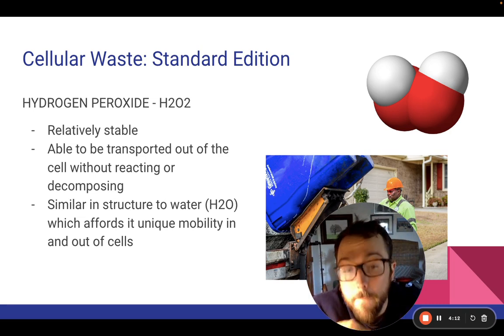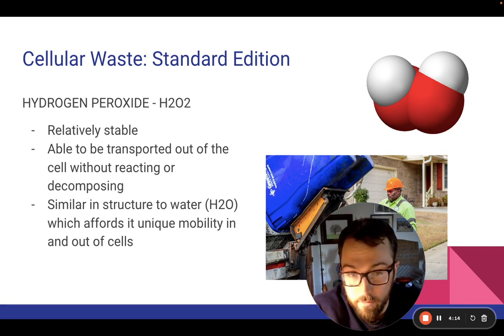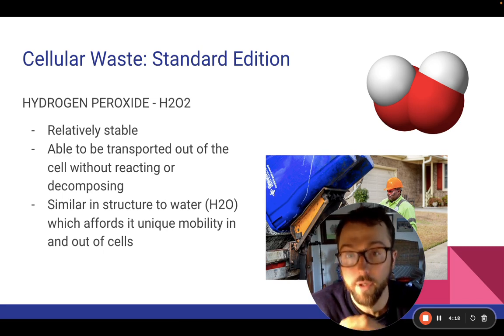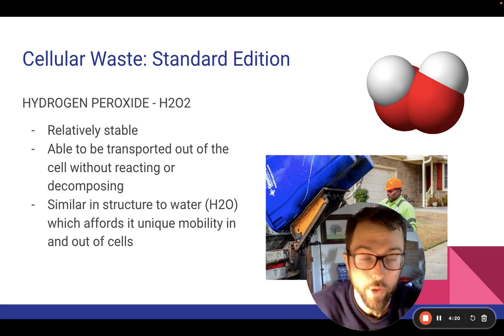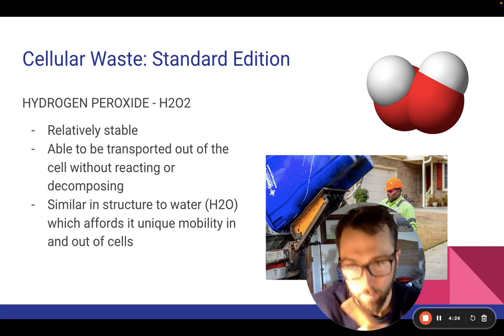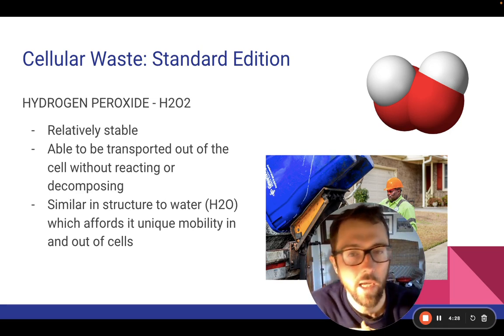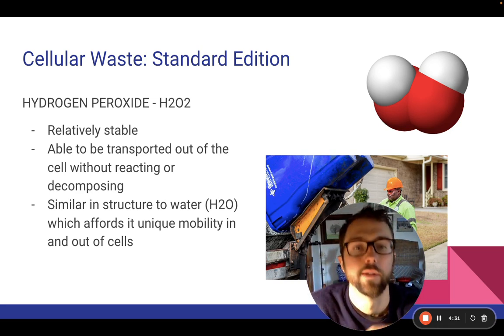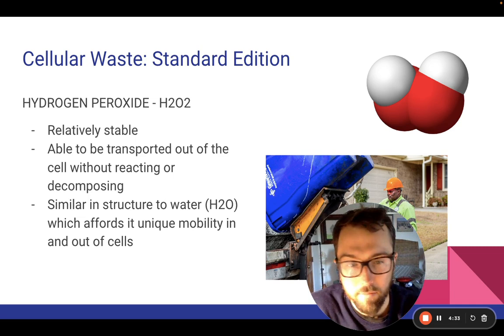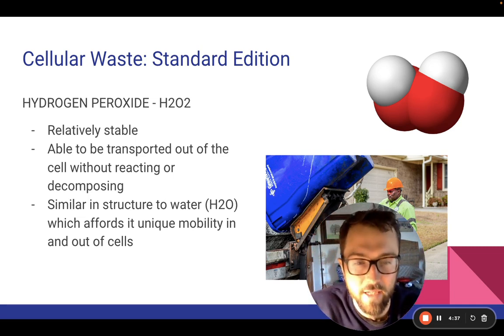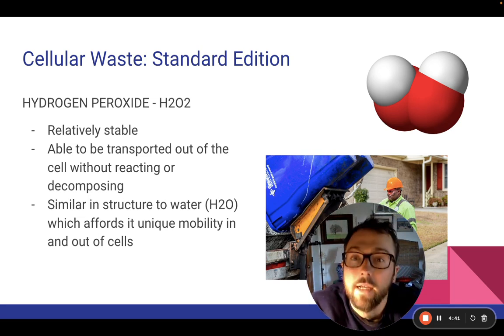Now, for most cells, the typical preferred ROS is going to be hydrogen peroxide, H2O2. You'll see hydrogen peroxide and H2O2 used interchangeably throughout the rest of the episode. They both mean hydrogen peroxide. Yes, it's the bubbly material that you put on wounds and watch it foam as it kills off all of the bacteria.